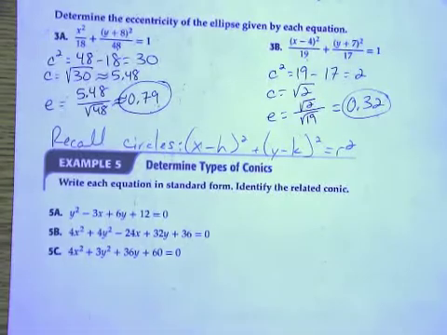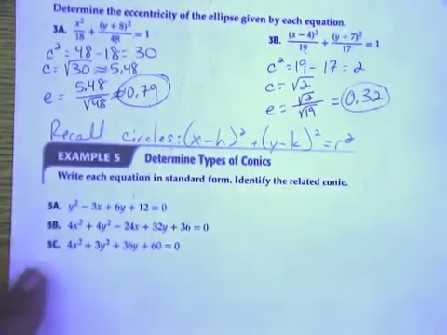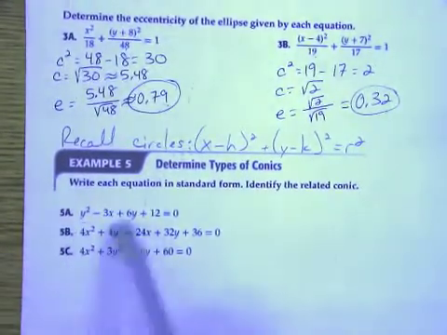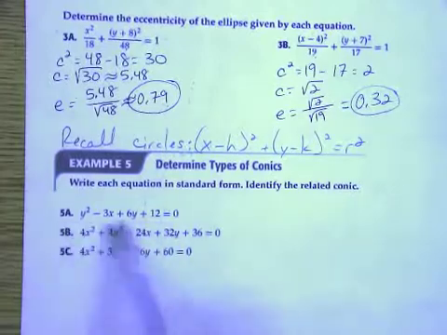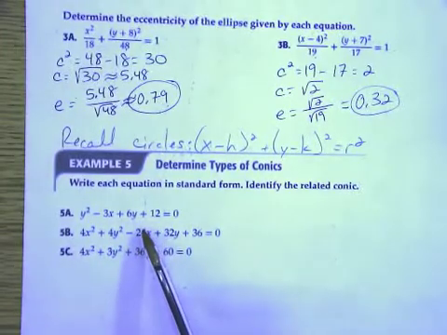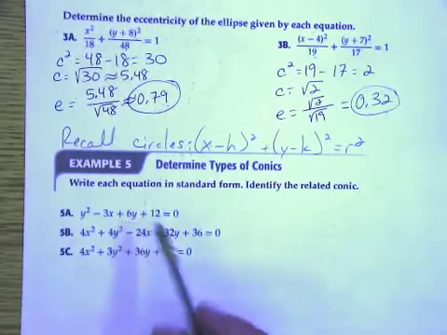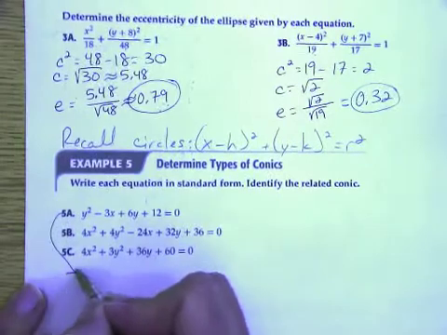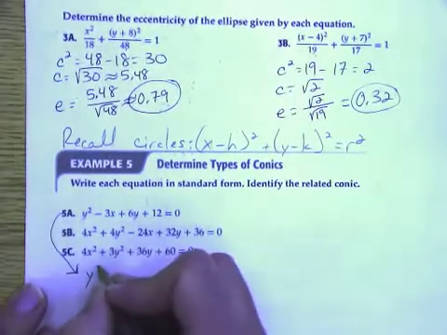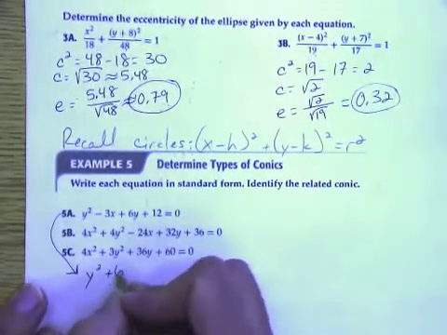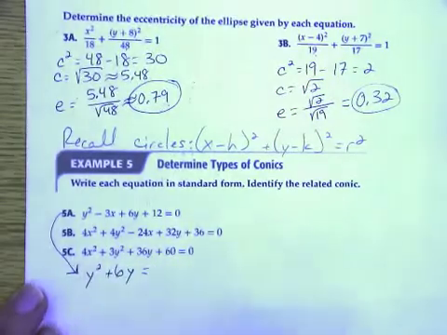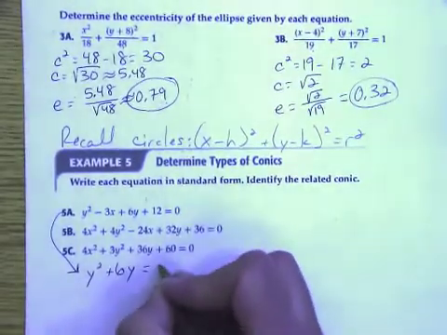In the last example, we're trying to figure out what kind of conic an equation is, since none of these are in standard form. So let's start with part A. In part A, I would hope that you'd notice right away that it's going to be a parabola, because only one of my variables is squared.